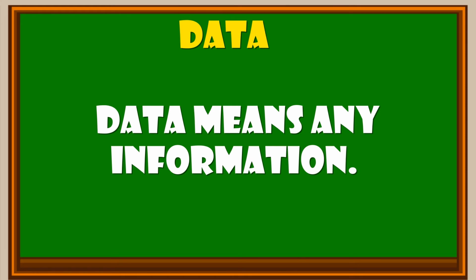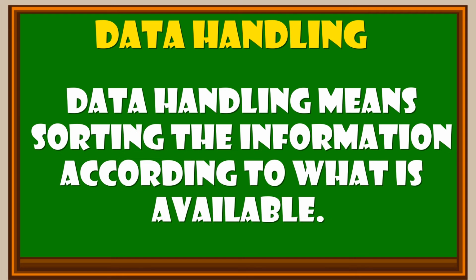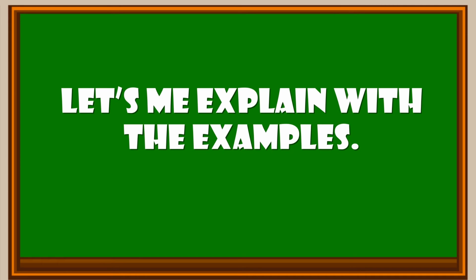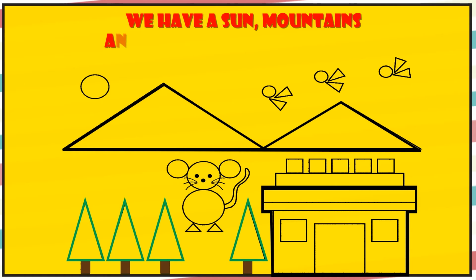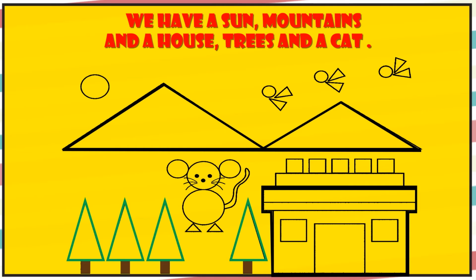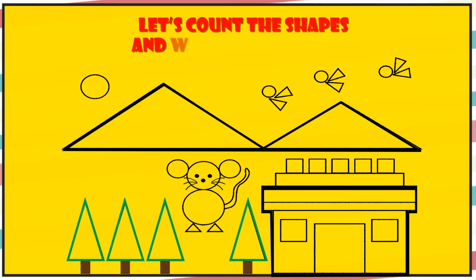Data means any information. Data handling means sorting the information according to what is available. Let me explain with the examples. As you can see, we have a sun, mountains, and a house, trees, and a cat. So friends, now let's count the shapes and write the numbers.